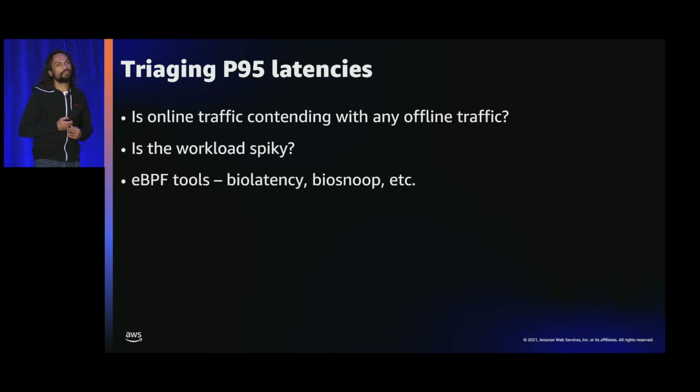In this particular example, we first delayed the compaction by changing the configuration. That relieved a little bit of disk bandwidth, but it was not sufficient to get the latency down to the 5 millisecond mark. So we had to go to a different EC2 instance type and scale out the cluster. We used BIO latency and BIO Snoop. These were really great eBPF tools that you can use to troubleshoot such issues.